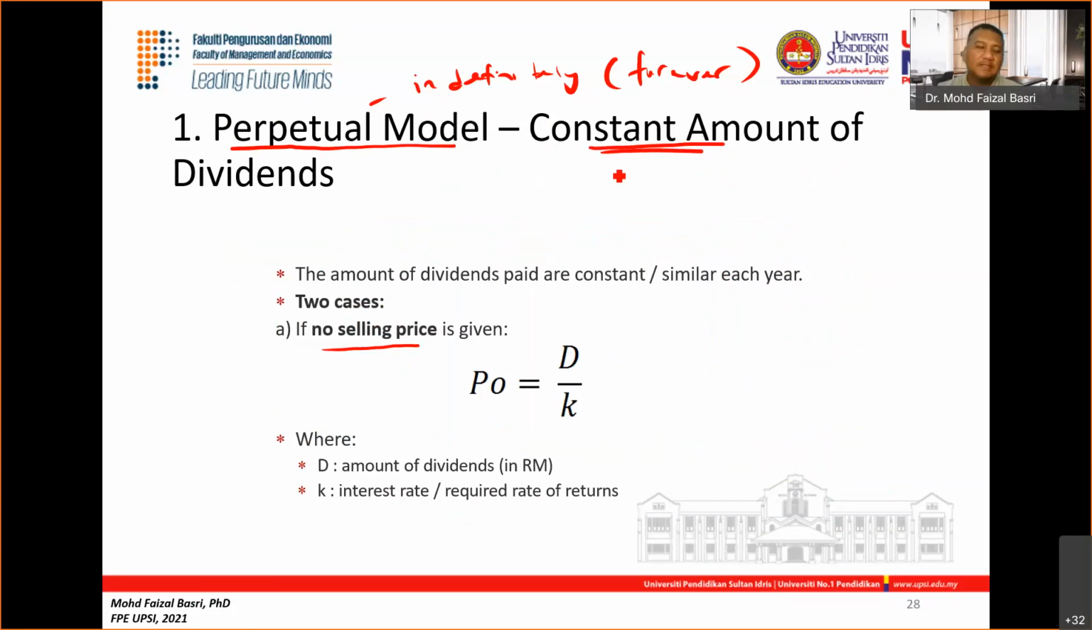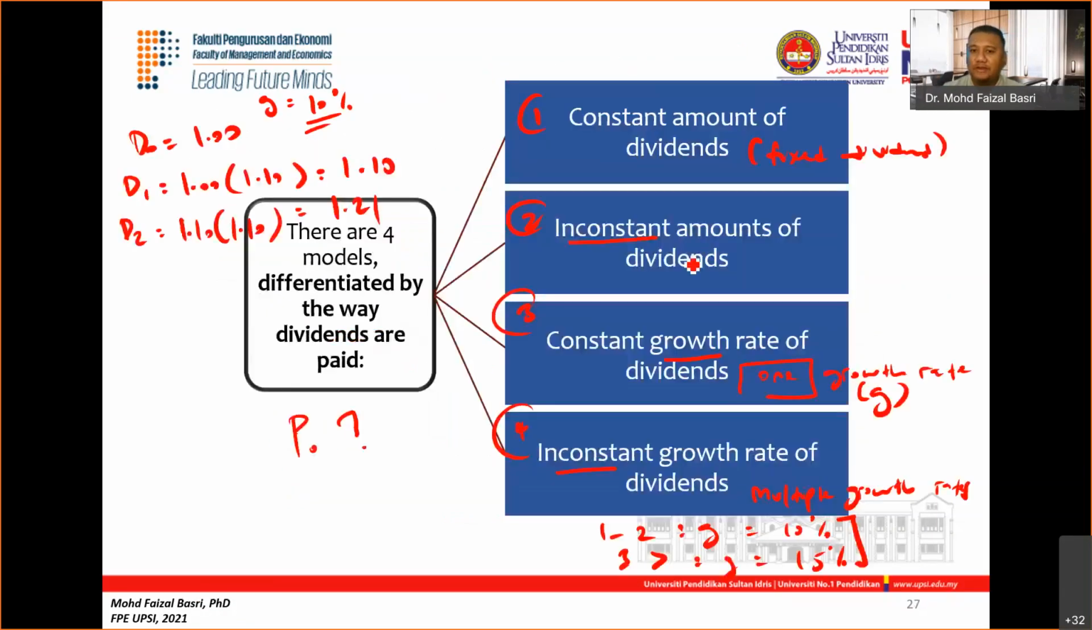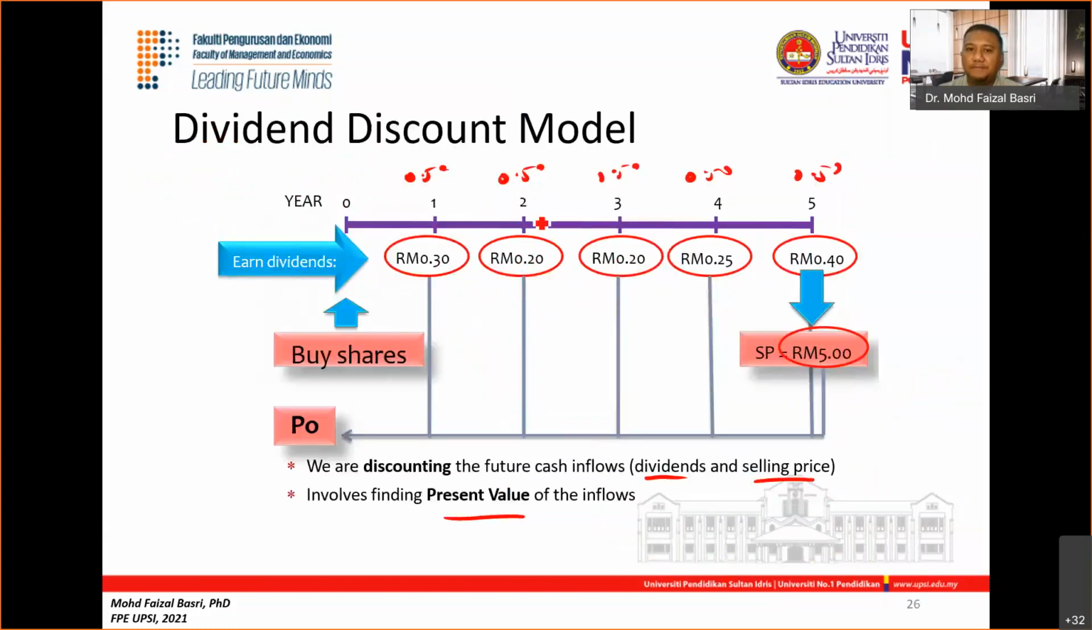For the non-constant or growth model, for 2, 3, and 4, we know the returns will be different every year. For model 2, model 3, and model number 4, our dividend will be different every year. Only our first model will have a constant amount of dividend. Only this one is fixed. But the rest will have some differences from one year to another. Only that for this one, there's no pattern for inconstant amount of dividend. There's no pattern at all, it's just random different numbers.